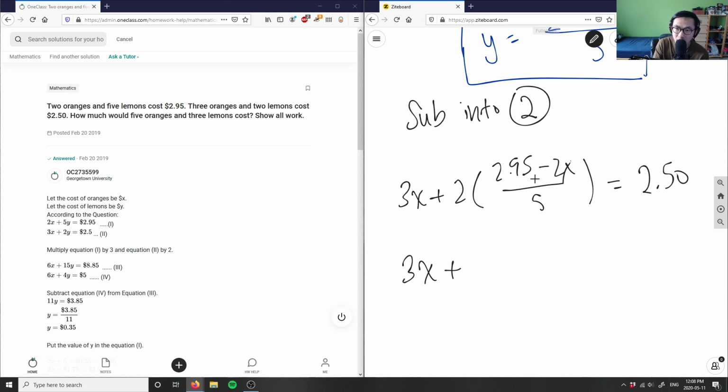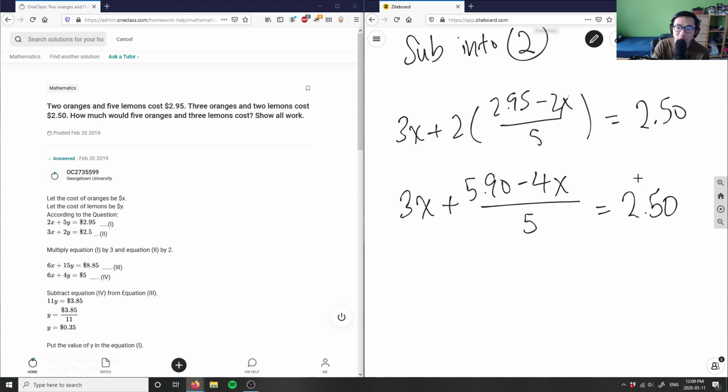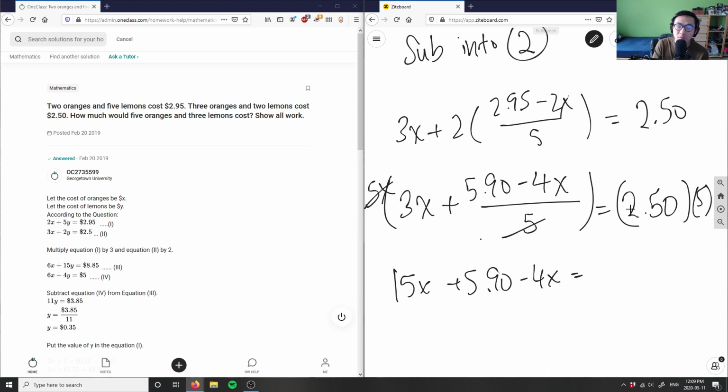So I have 3x here plus 2 times 2.95. Let me use my calculator: 2 times 2.95 would give me $5.90, minus 2 times 2x here, which is 4x, all over 5, right? And this would equal $2.50. If I want to get rid of the denominator, I can multiply the entire equation by 5. So I multiply this side times 5 and this side times 5. So I get 15x here, plus 5.90 minus 4x equals $2.50 times 5, which gives me $12.50.